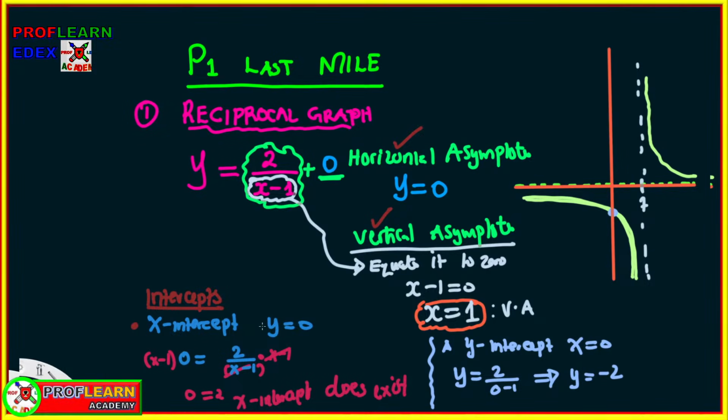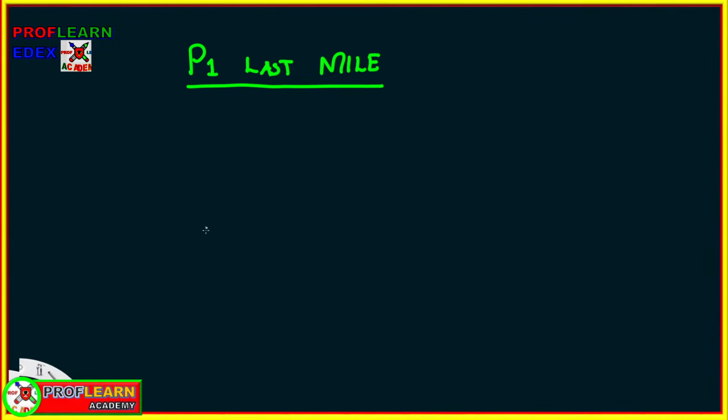Okay, so once you have that, we are good to go. Let me just give you another example of a graph that you can be asked. Maybe if you are given y is equals to, let's say, 3 over x plus 4, minus 1.